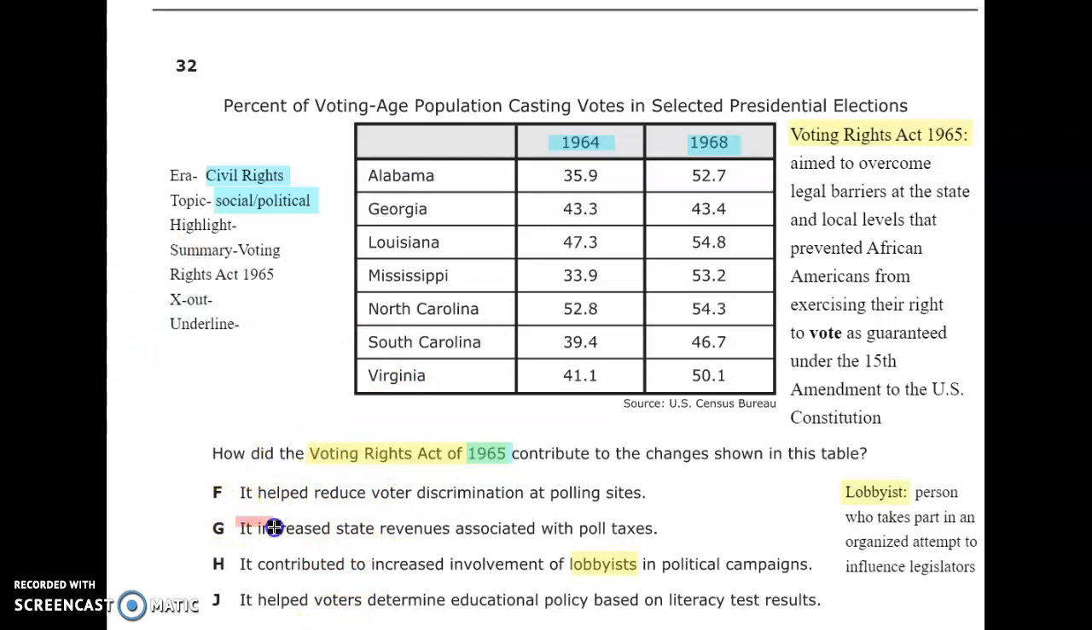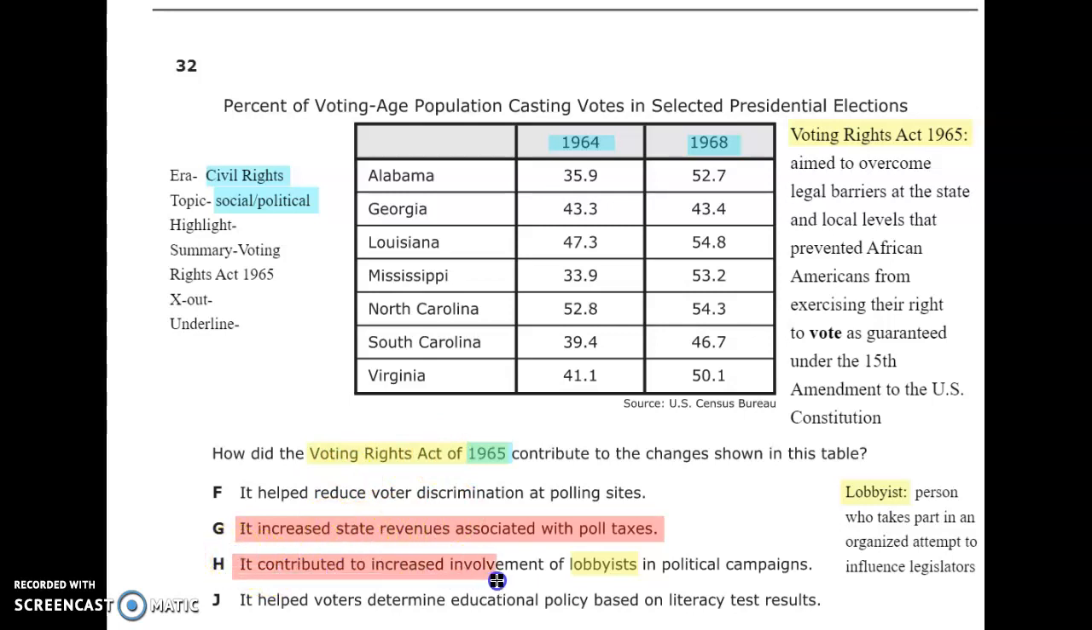G, it increased state revenues associated with poll taxes. And so this one is incorrect because the poll tax was prohibited in 1964 with the 24th Amendment. And so there are no poll taxes in either of these. And so this Voting Rights Act wouldn't have increased or done anything with that.